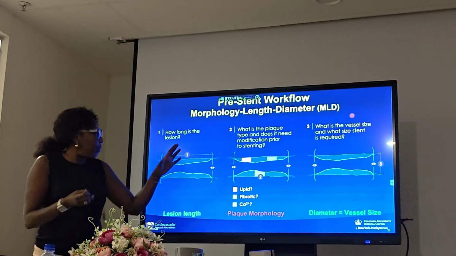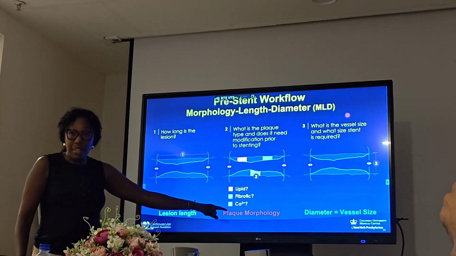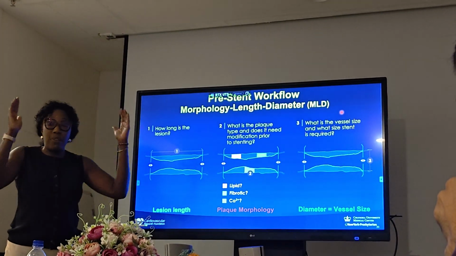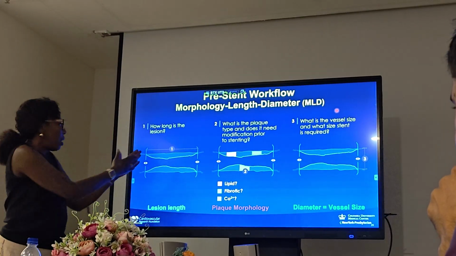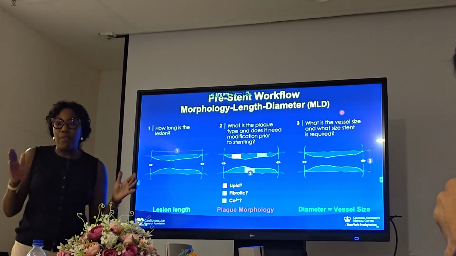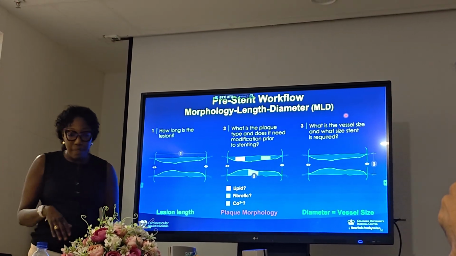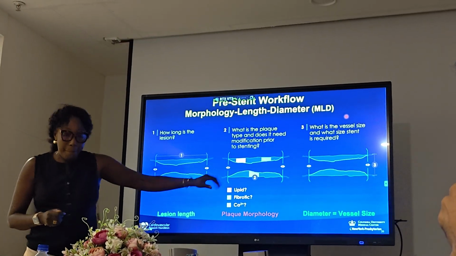So, to summarize everything, we talk about morphology: lipidic, fibrotic, or calcific. We talk about sizing, the diameter: if media to media, I go smaller, lumen to lumen, I go bigger. Length: if I'm landing in less than 50% plaque, if not, I go with the most decent area. Any questions so far? So this is a pre-PCI.